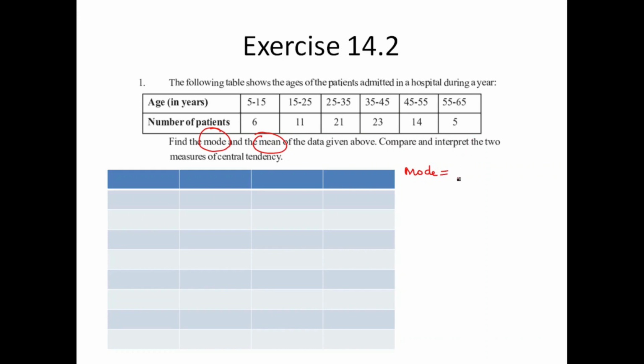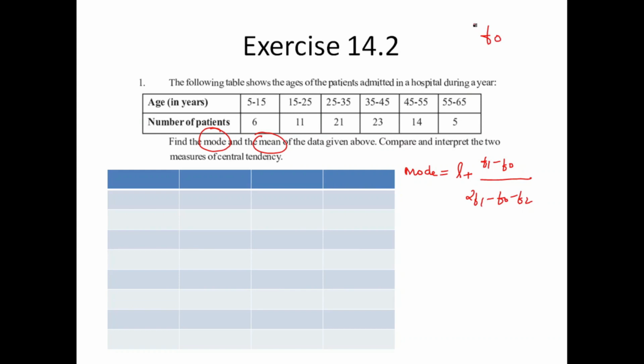The mode formula is given as mode equals L, your lower limiting value, plus F1, your frequency of the modal class, minus F0, the preceding class frequency, divided by 2 times F1 minus F0 minus F2, into H. F0 and F2 are your preceding and succeeding classes. F1 is your frequency of the major class.